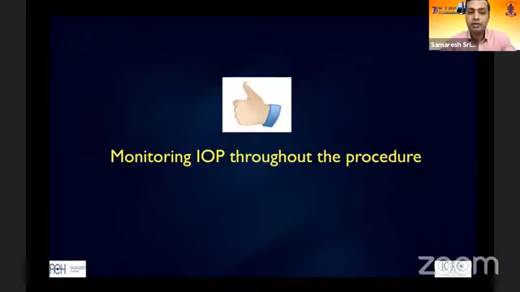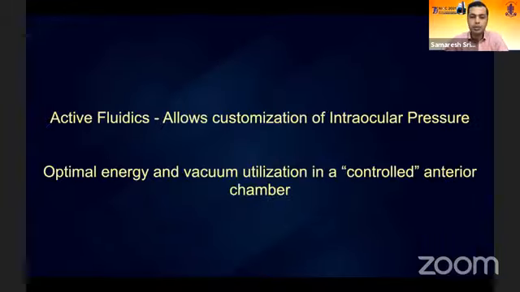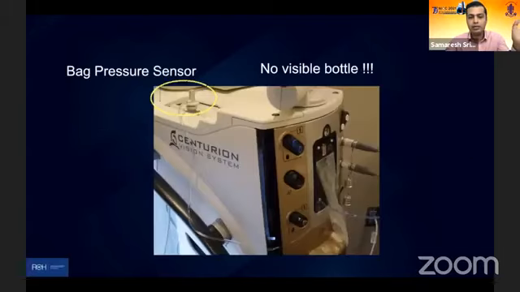So it's very important that we monitor this IOP throughout the procedure and make sure we keep it under control. Active fluidics, the kind we have with new machines like Centurion now, help us do that. They allow customization of IOP and optimal delivery so that you have a very, very controlled environment.